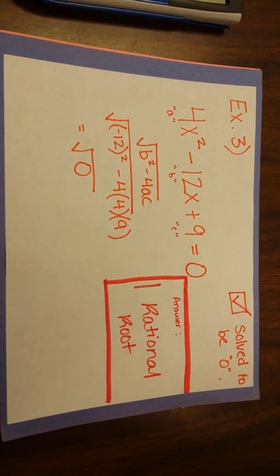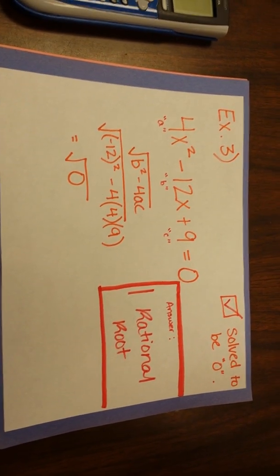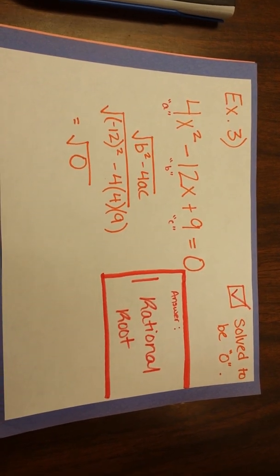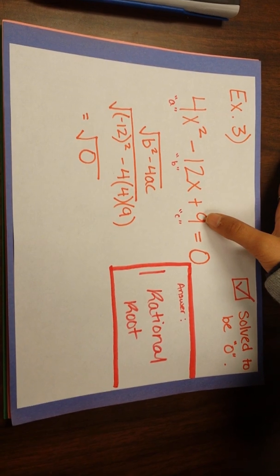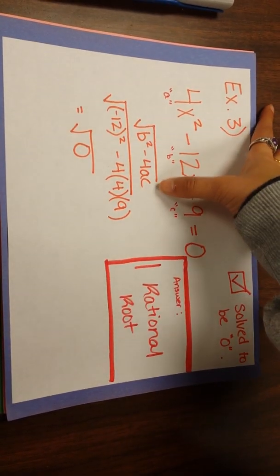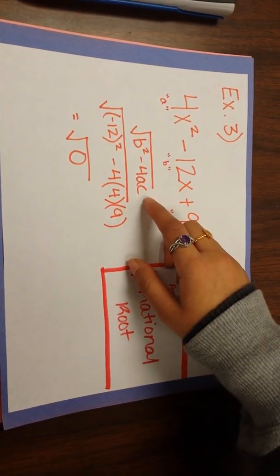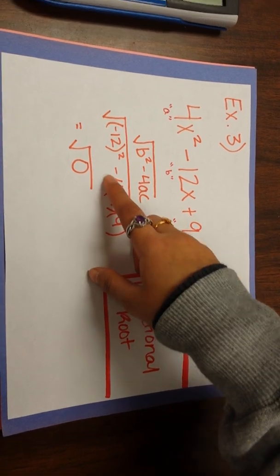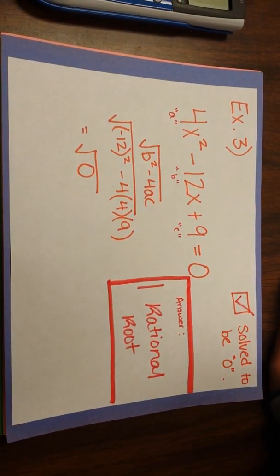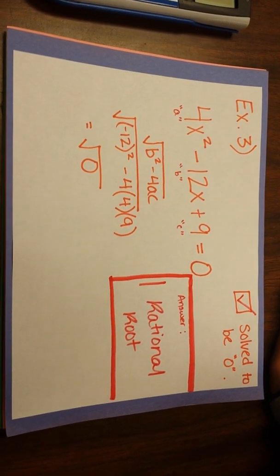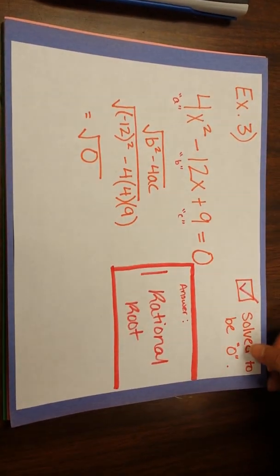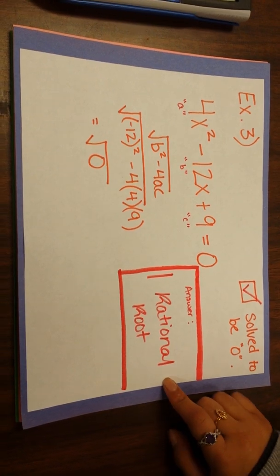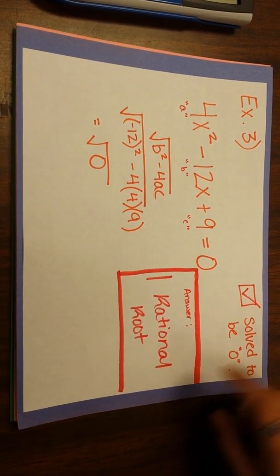And for example 3, you have 4x squared minus 12x plus 9 equals 0. 4 is your a, 12 is your b, and 9 is your c value. Again, your discriminant formula is b squared minus 4ac. You plug in these and you get negative 12 squared minus 4 times 4 times 9. This equals square root of 0, and every time you get that, it's always going to be one rational root or one solution.